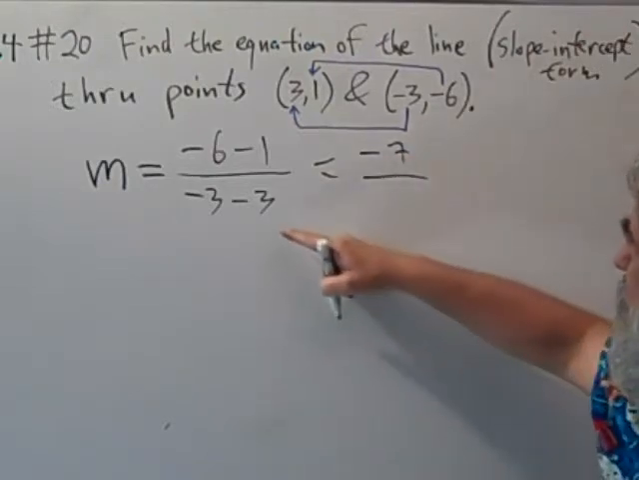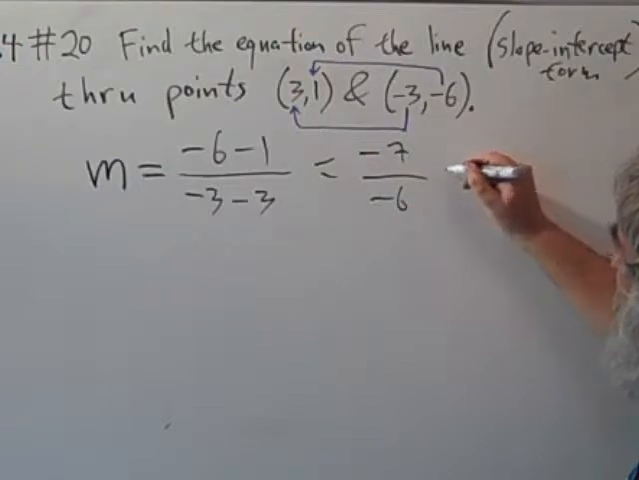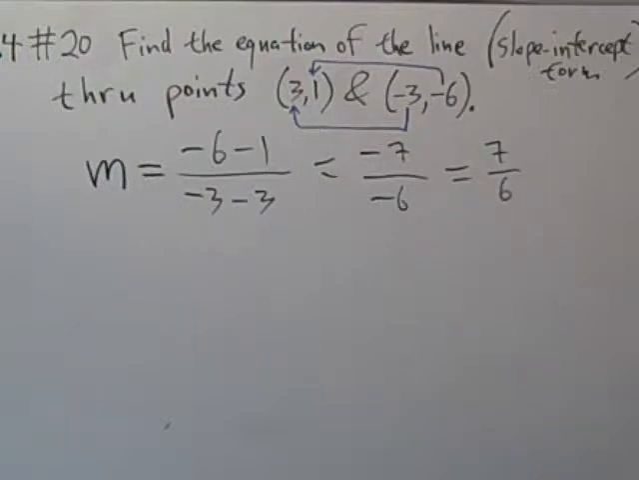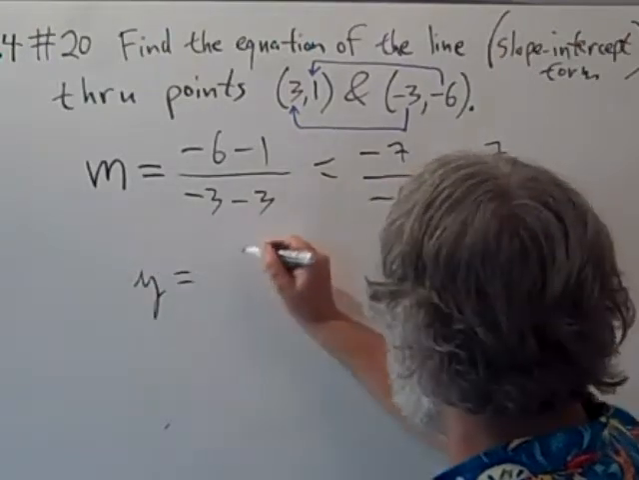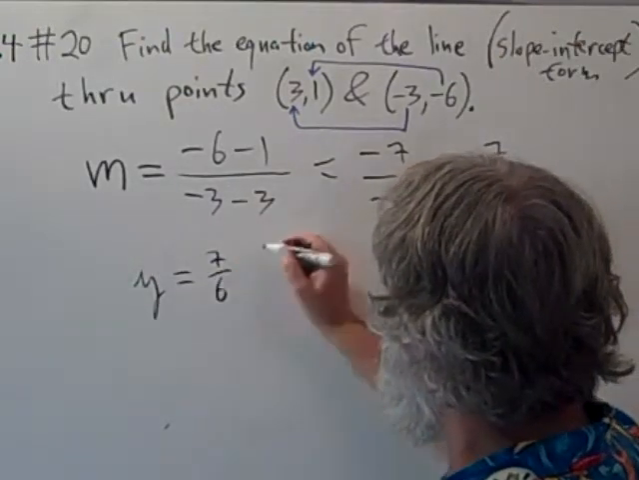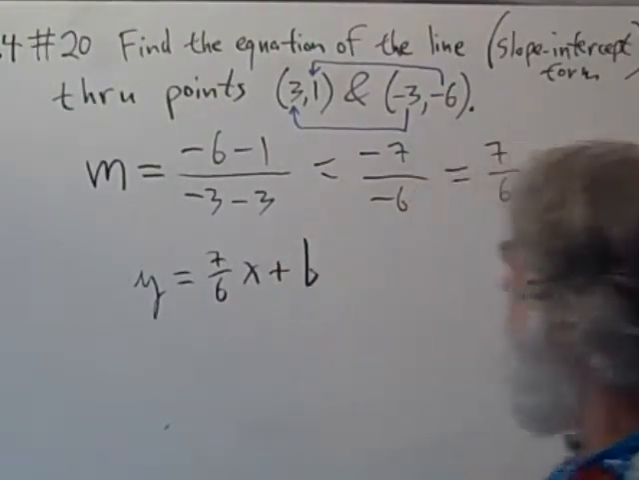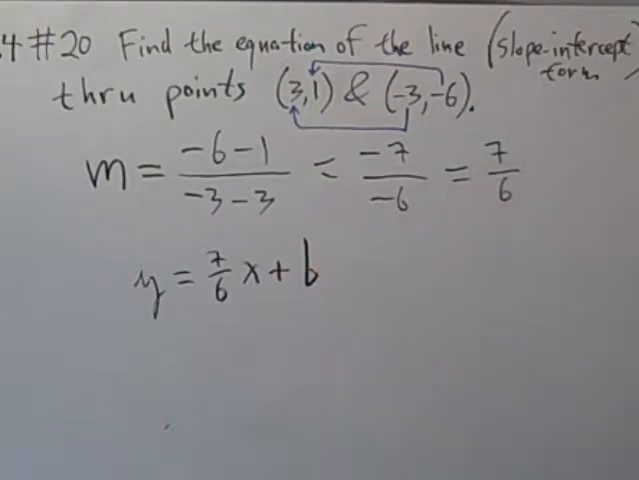In the denominator, we have negative 3 minus 3, which is negative 6. A negative divided by a negative is a positive, so our slope is the positive number 7/6. Well, now we could write the equation of our line in slope-intercept form. y is equal to 7/6 times x plus b. And we have to figure out what b equals.